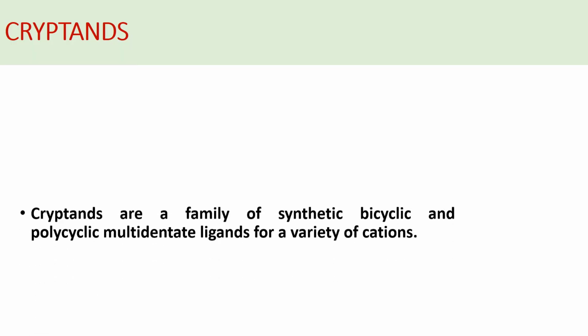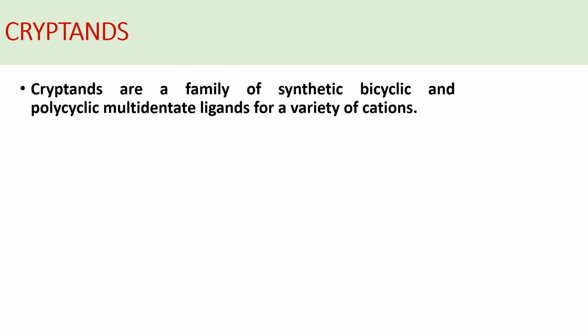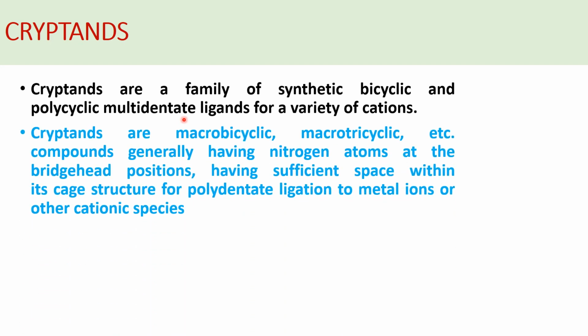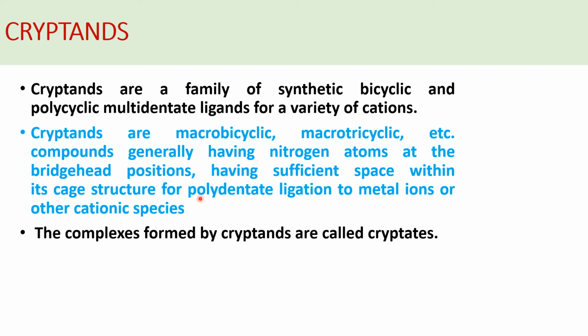Cryptands. Cryptands are a family of synthetic bicyclic and polycyclic multidentate ligands for a variety of cations. Cryptands are macrobicyclic, macrotricyclic, and so on. Compounds generally having nitrogen atoms at the bridgehead positions, having sufficient space within its cage structure for polydentate ligation to metal ions or other cationic species. The complexes formed by cryptands are called cryptates.